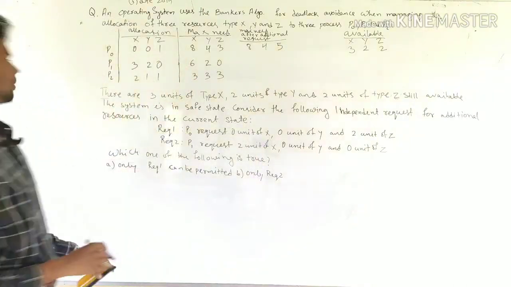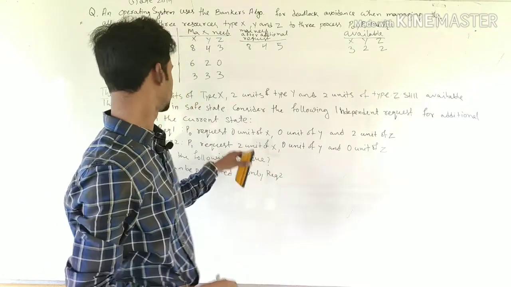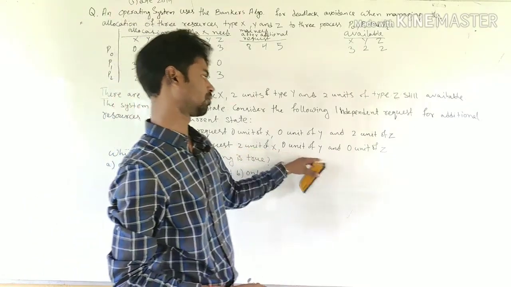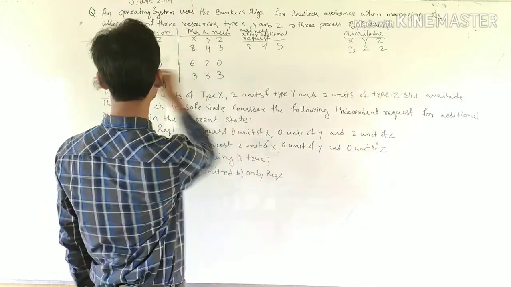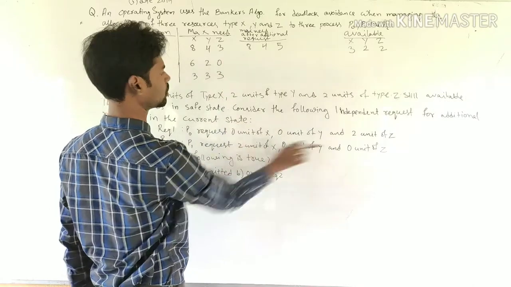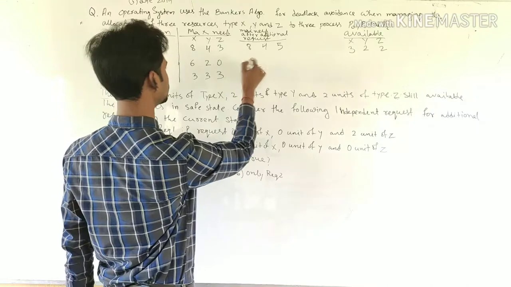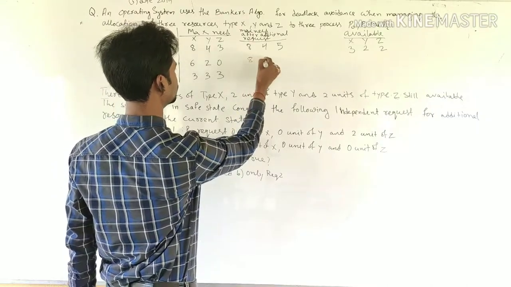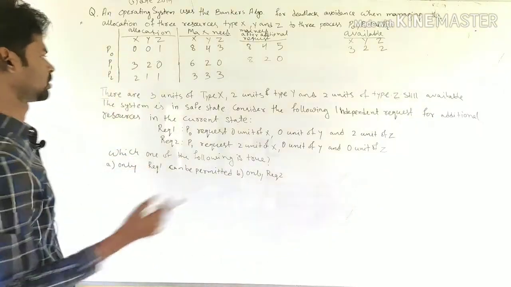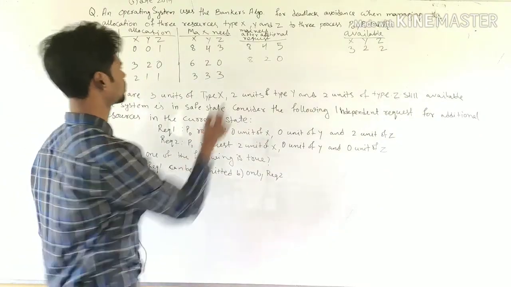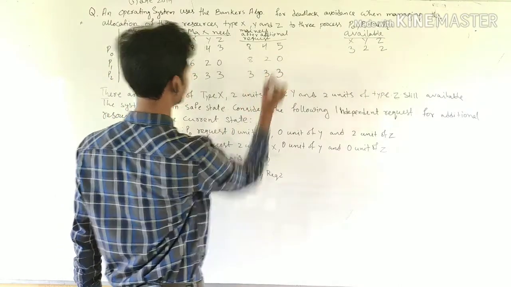Then in request 2, P1 requests for 2 units of X, 0 units of Y and 0 units of Z. So, write down, P1 requests for 2, 0, 0. Add these to maximum need. So, it will be 8, 2 and 0. For P2, it doesn't require additional resources, so same 3, 3 and 3.